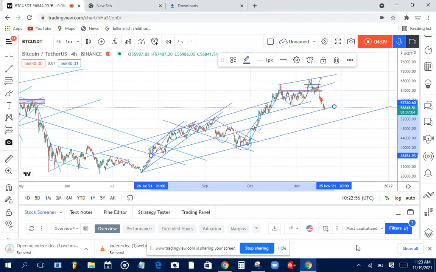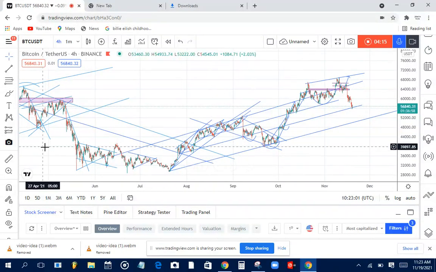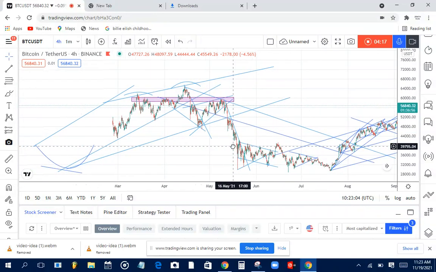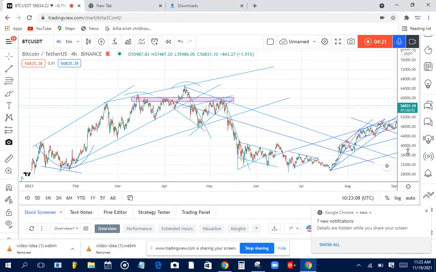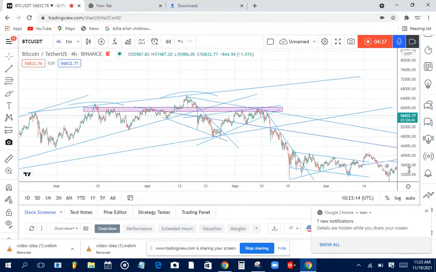So this is Bitcoin 4 hours. Let's see if we can spot a neutral pattern. I'm quickly looking for one. Like I said, spotting this stuff is the real deal. I think I've seen something that looks like a neutral pattern.